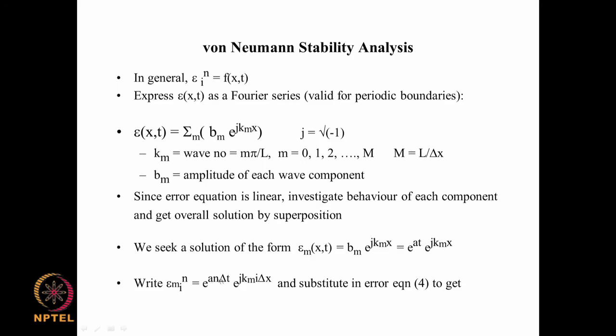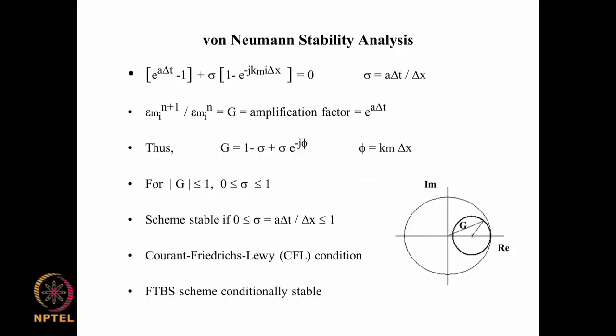exponential of a n plus 1 delta t times exponential of j km i delta x, divided by exponential of a n delta t times exponential of j km i delta x. So, this cancels out, and that gives us exponential of a n plus 1 delta t divided by exponential of a n delta t, which is nothing but exponential of a delta t. Okay. So, once we substitute, we get an expression like this.